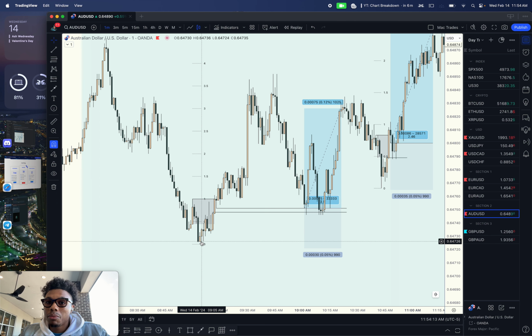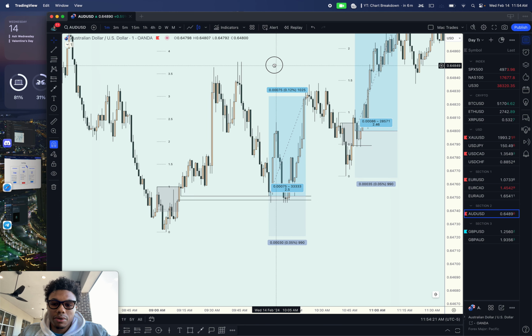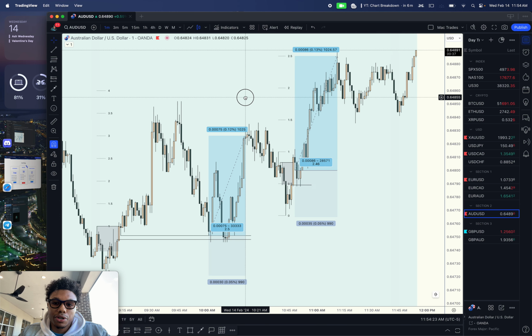If it's on the M1 time frame, it's going to do the same thing. It's just relative to the time frame that you use it on. So we targeted 3 standard deviations here for about 7.5 pips, 2.5% return.